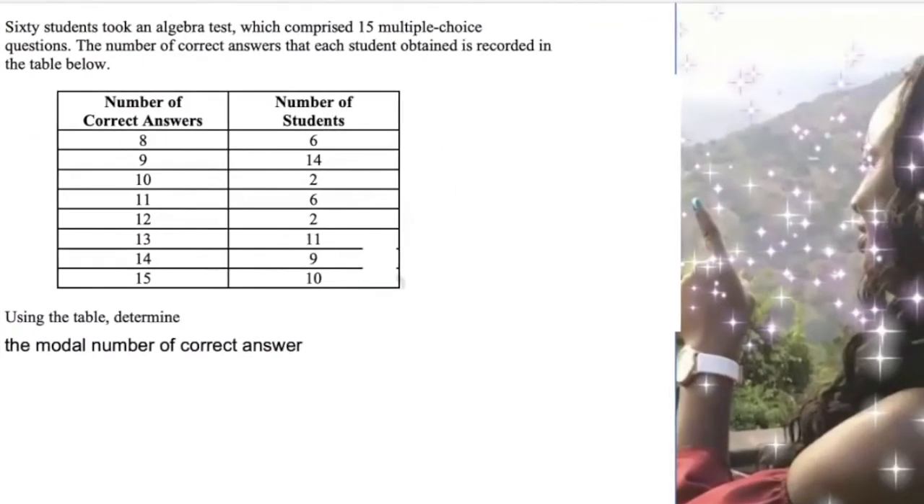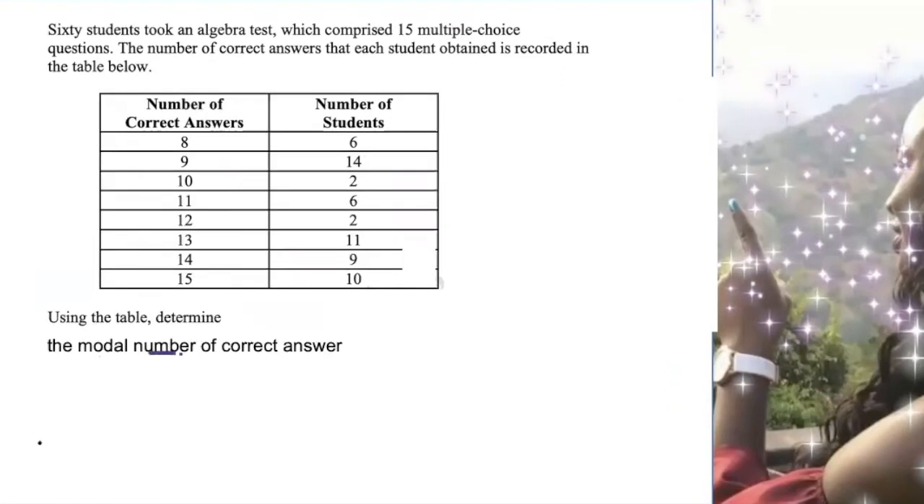Continue with the question. We're now asked to determine the modal number of correct answer. Modal means the score that occurred the most. Now looking at this, the modal number of correct answer is actually 9, since it is the score that occurred the most. So remember, this question is asking the modal number of correct answers. The modal number of correct answers.